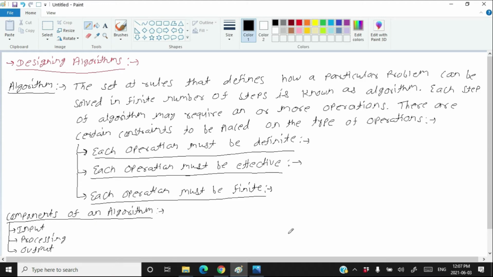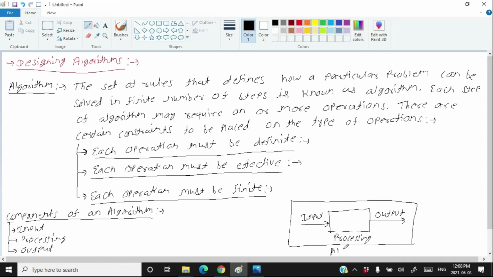Input is the input given to the algorithm. This is the processing unit. You apply input to the processing unit to get output. And everything together is called an algorithm. So you give input to the algorithm, then the algorithm processes that input to create output. So input, processing and output are the three components of the algorithm.